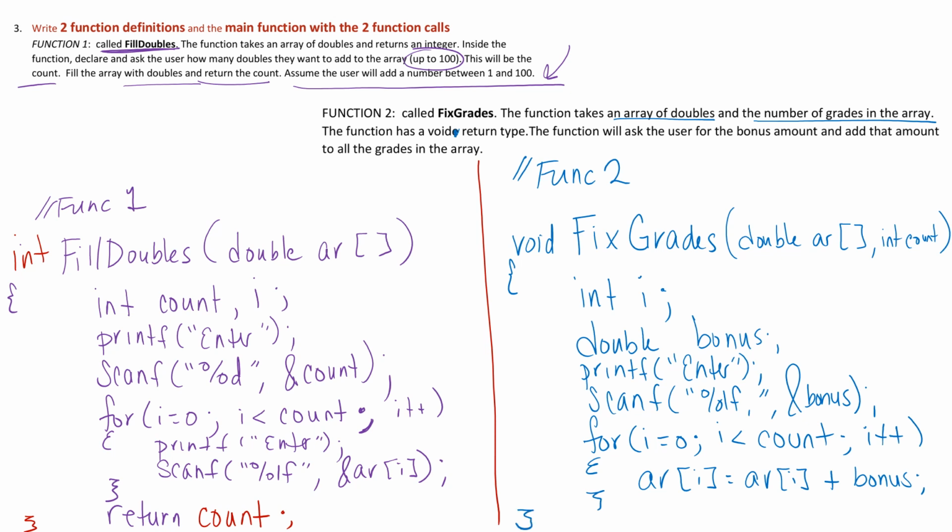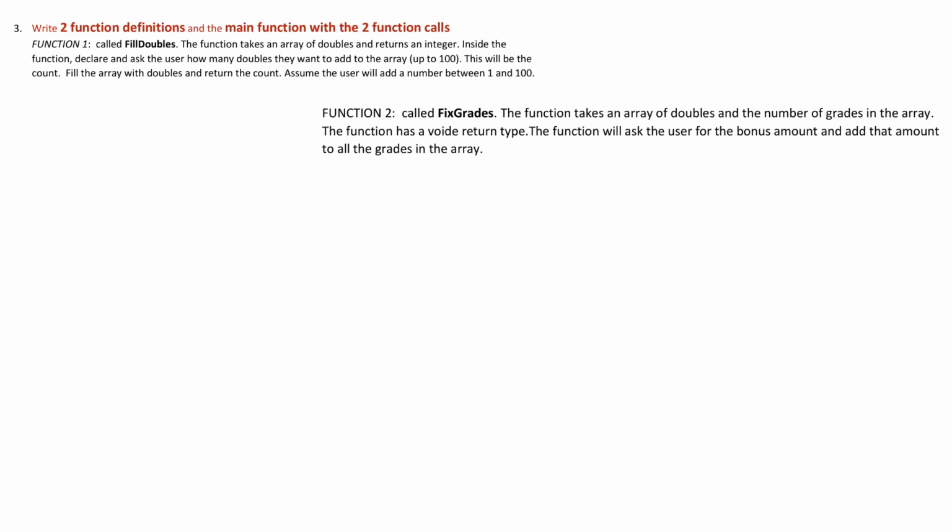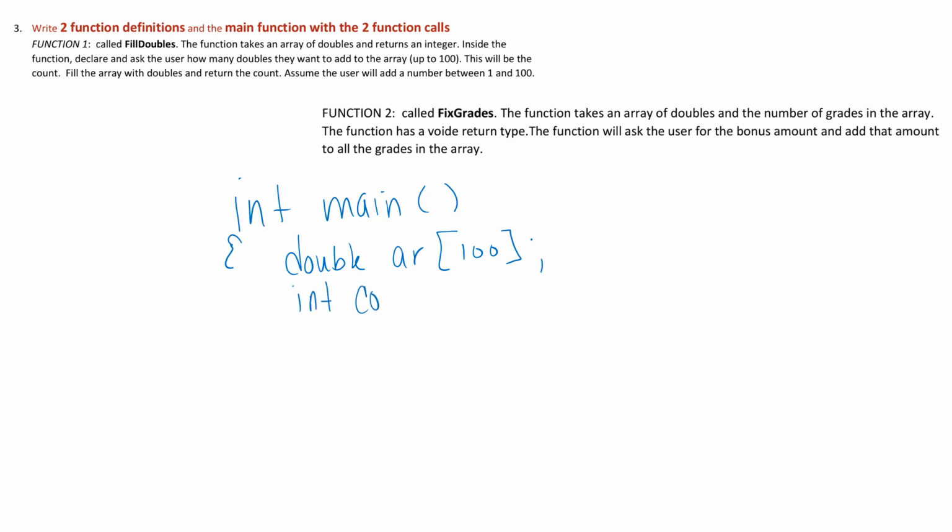Okay, those are our two functions, and now we just need to remember to do the main function with the two function calls. So we're going to do that on the next slide. We have our main function. In our main function, we need to declare a double array to be of size 100. We have an integer count.